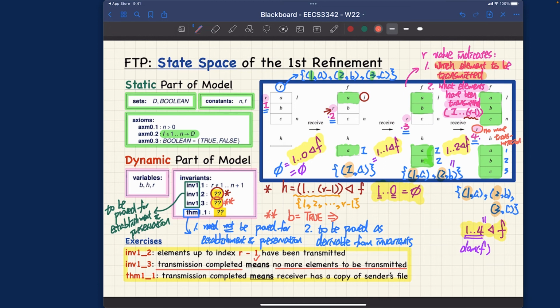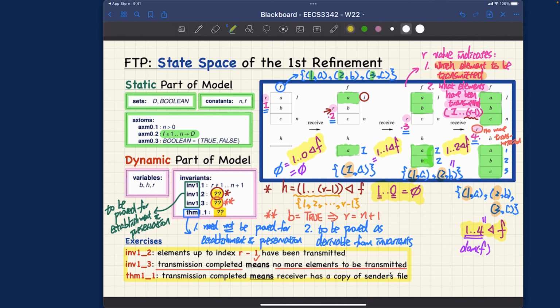So what does that mean? That means r is equal to n or other value. If r is equal to n, that means we still got the last element to be transmitted. So r is equal to n is not the answer. That should be n plus 1, exactly 1 off, because n plus 1 is not a valid index, meaning that we have no more element to be transmitted. Plus 1.